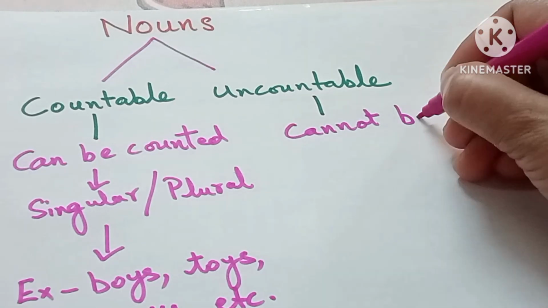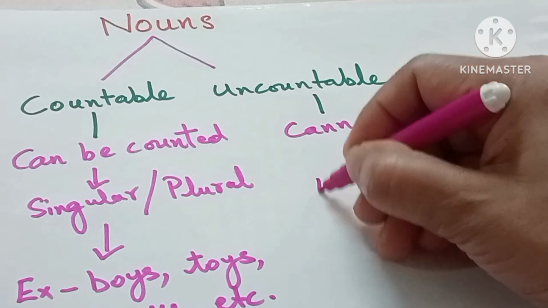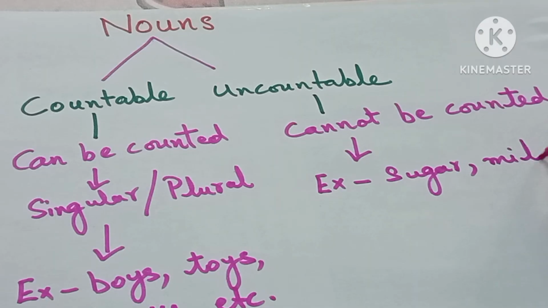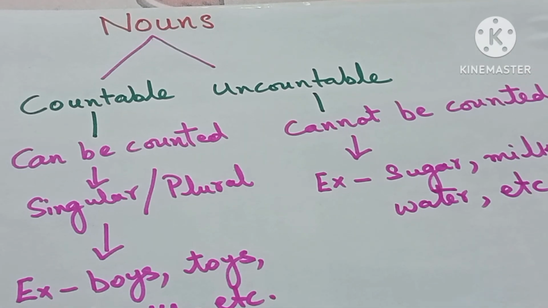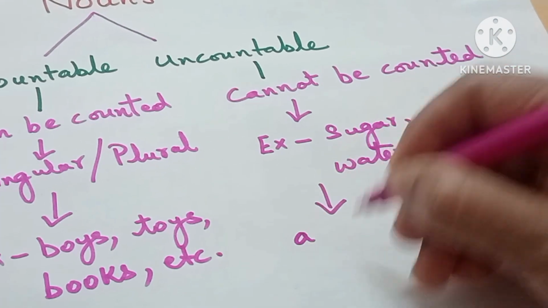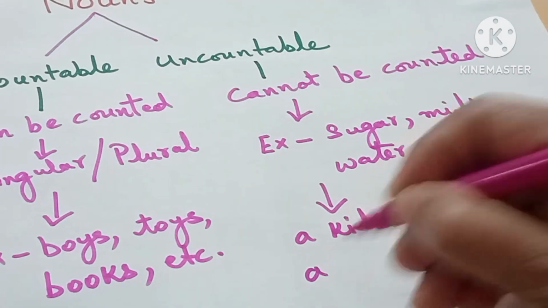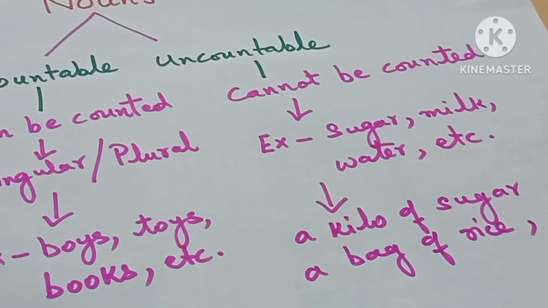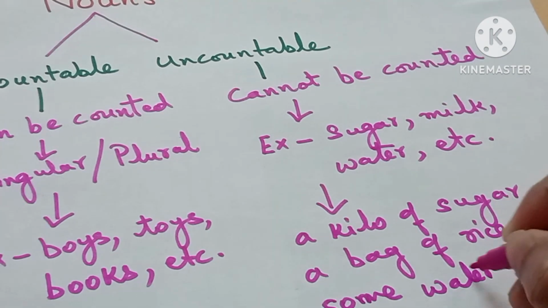And uncountable nouns are those that cannot be counted. For example, sugar, rice, milk, water, etc. And for uncountable nouns, we use kilos. For example, a kilo of rice, a kilo of sugar, 2 bags of rice, some water, etc.